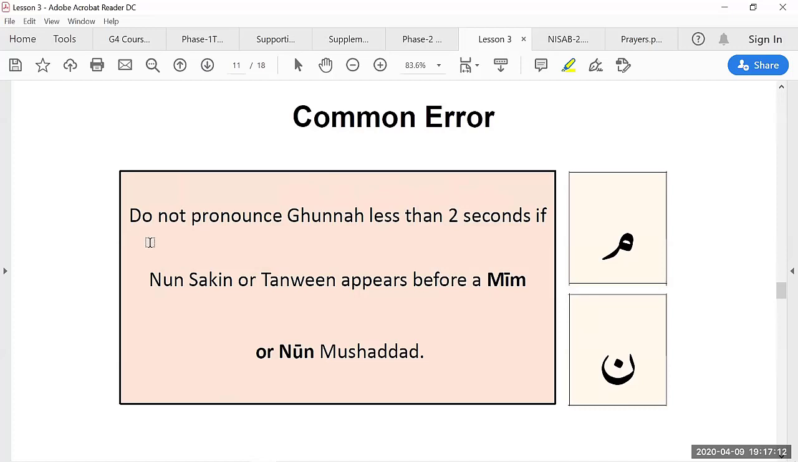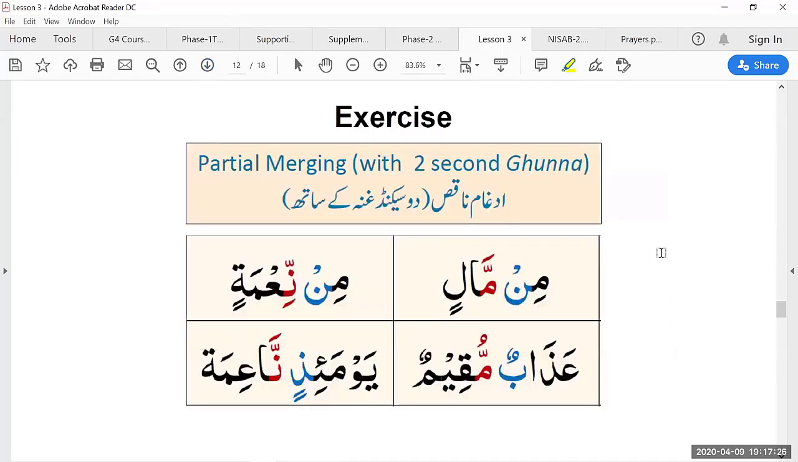So the last one: do not pronounce Ghunna less than 2 seconds if noon sakin or tanween appears before a meem or noon mushaddad. So again, I would like to request the ST. Assalamu alaikum. Walaikum assalam. Okay, can you go through these words?